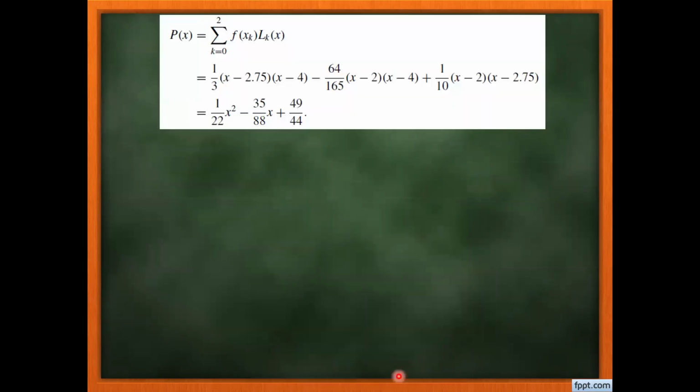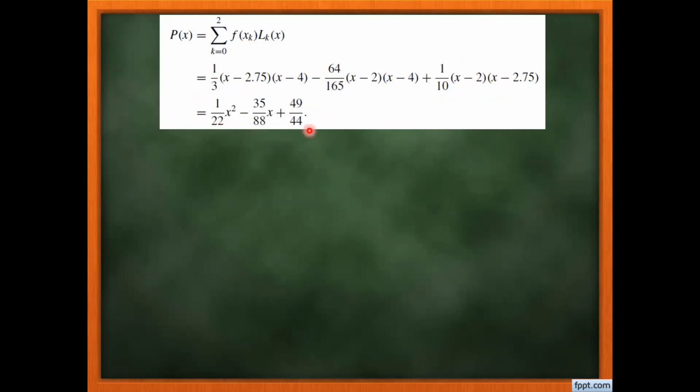Now, by substituting these values in the polynomial, we have 1 by 3 into x minus 2.75 into x minus 4, minus 64 by 165. Definitely we have multiplied L naught of x with f of x naught, L1 of x with f of x1, and L2 of x with f of x2. After multiplication, the final form we are getting is this. So we can see this is a second order polynomial.